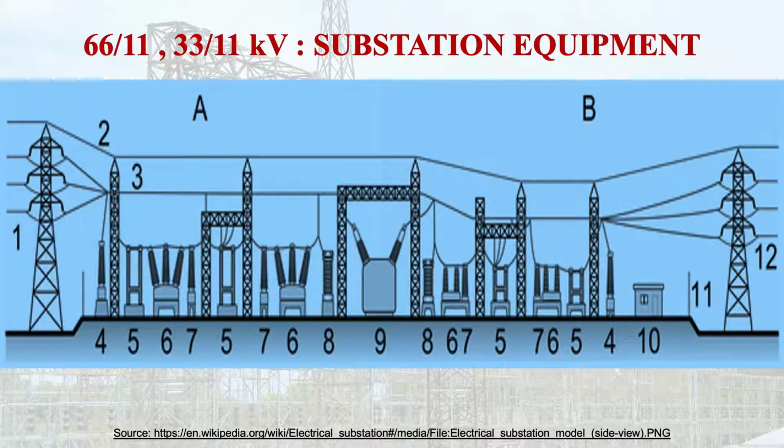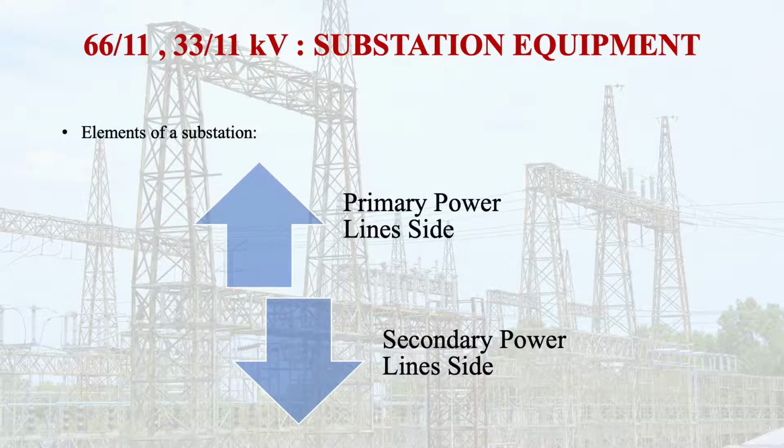Let me show one model of the substation. You can see that the transmission lines are coming to the substation at a particular voltage level, and then that voltage is changed to another level by using the transformer. So there are two parts, we can say primary power lines and secondary power lines. Primary power lines at one level and secondary power lines at another voltage level. So in a substation these two voltage levels are there.